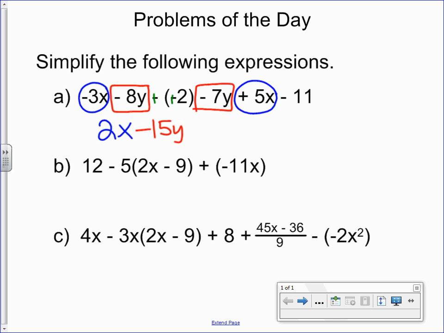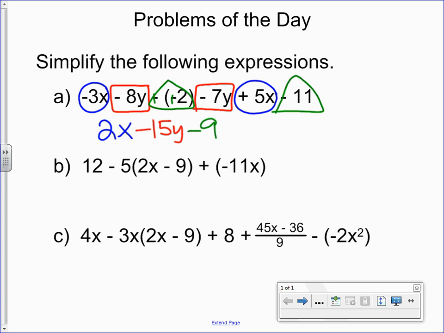So now I have a positive 2 and a minus 11 to combine. So 2 minus 11 is negative 9. So your answer for A is 2x minus 15y minus 9. Or, like we've said in the past, you can have those terms in any order.